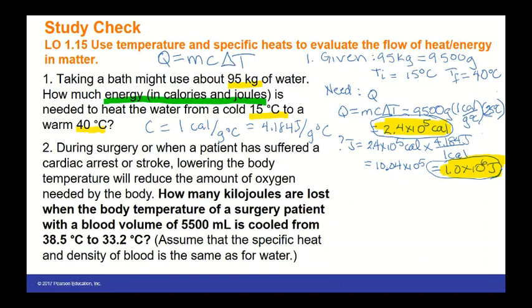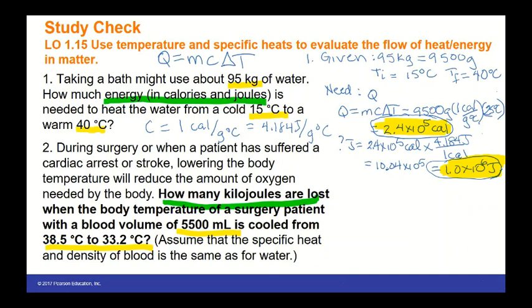Let's go ahead and take a look at another problem. We need to know how many kilojoules are lost when 5,500 milliliters of blood is cooled from 38.5 to 33.2 degrees Celsius. We're going to assume for this problem that the specific heat and density of blood is the same as water. So we need a couple of conversions in this problem.